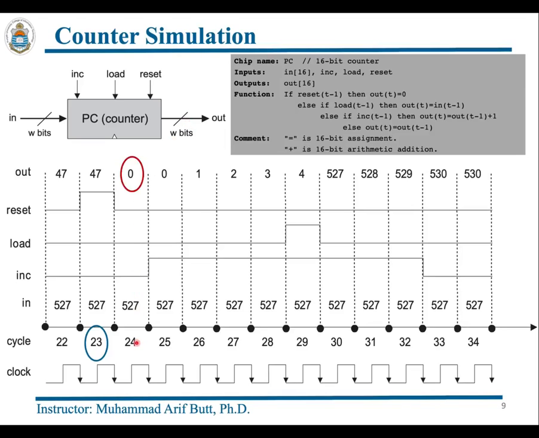So at cycle 24, the increment is again 0, the load is 0, the reset is 0. All these three inputs are 0, so no change in the contents of the program counter. So at cycle 25, we have the same value.